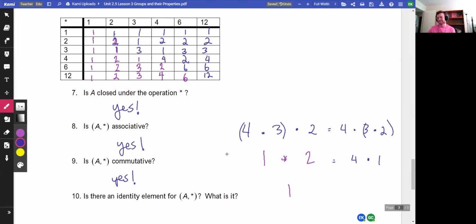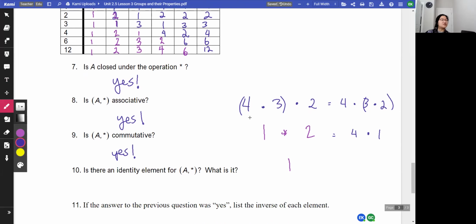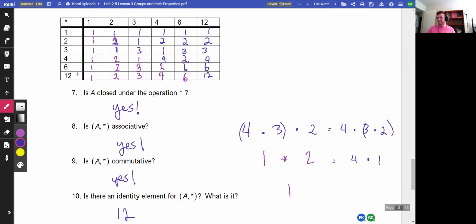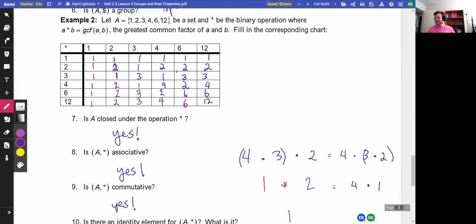Is there an identity element? I think so, because 12 looks like it's pretty happy. Yeah, 12 looks pretty happy. The identity element is definitely happy. Does it work both ways, just to make sure? I think so. Yeah. Yep.